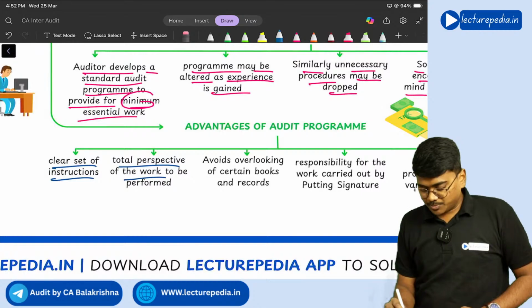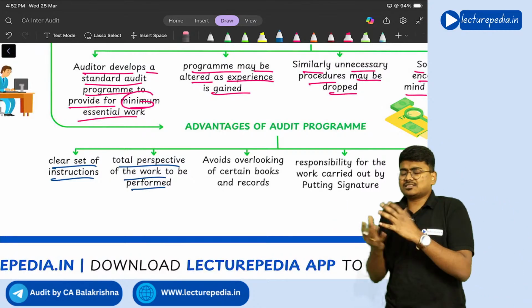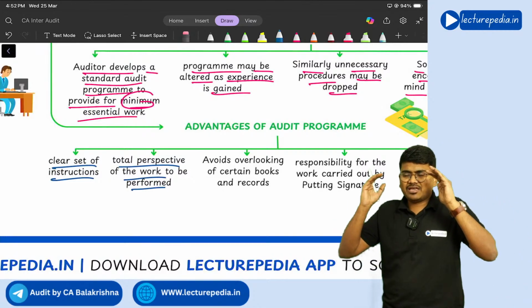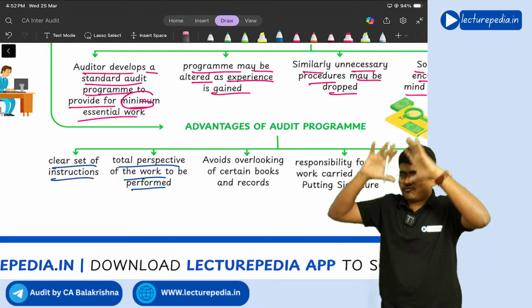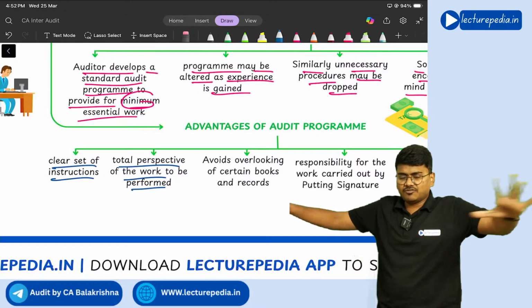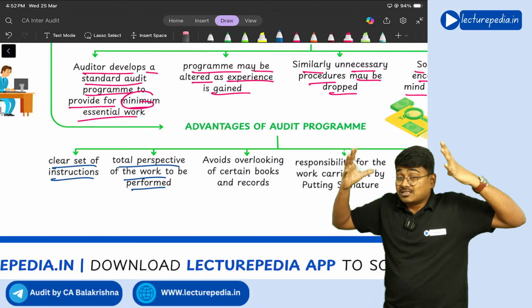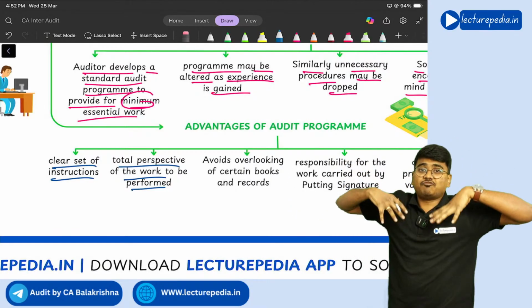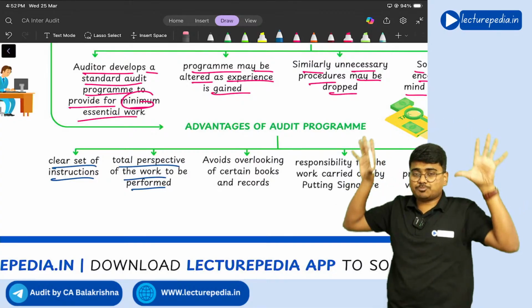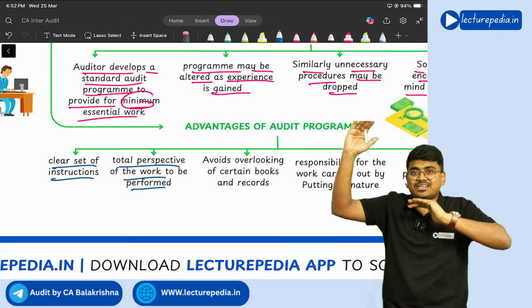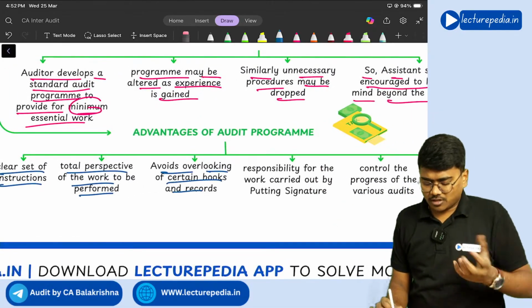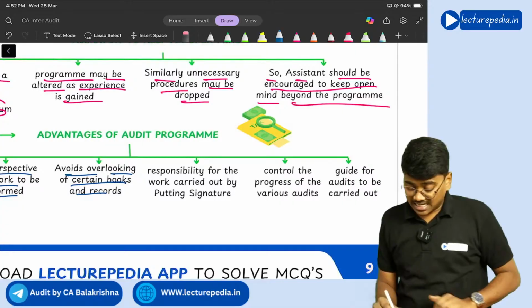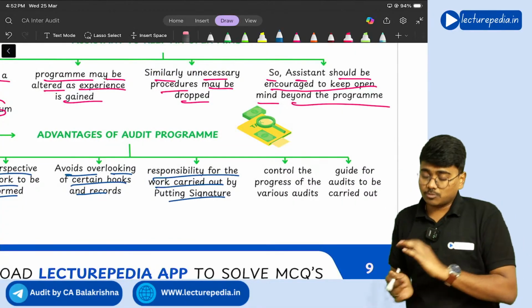Next, total perspective of work to be performed. The article assistant will also have a whole idea of what his scope is, and if he performs which procedures, his work will be completed. He will have an idea of the total perspective about his work through this audit program. It also avoids overlooking of certain books and records, and fixes responsibility for the work carried out by putting a signature.